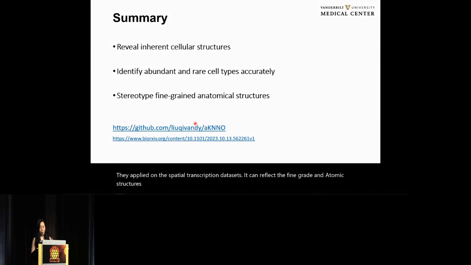The R packages are available on GitHub. So it's very easy: if you use the traditional Seurat pipeline, you can just replace one line in your code. Then you can use the adaptive k-nearest label. Our paper is also available on bioRxiv.